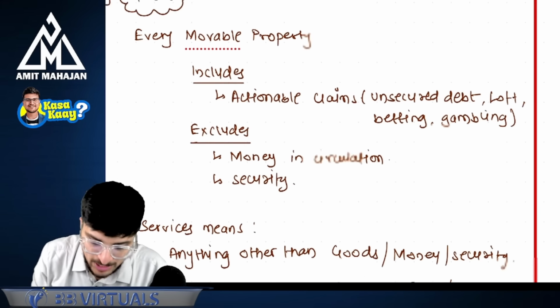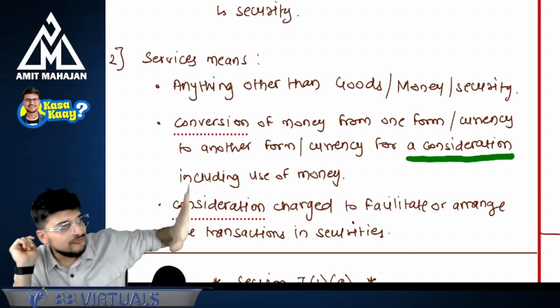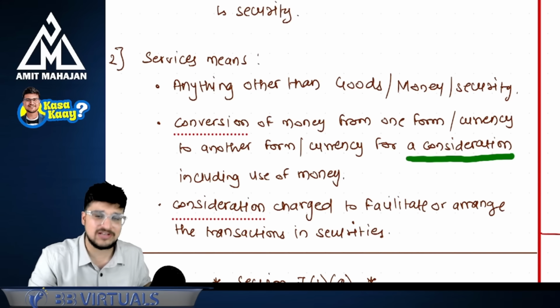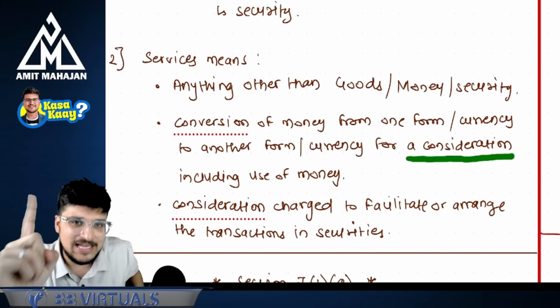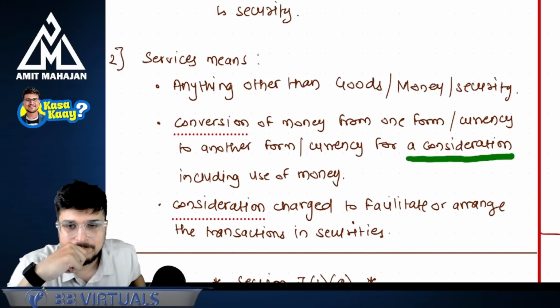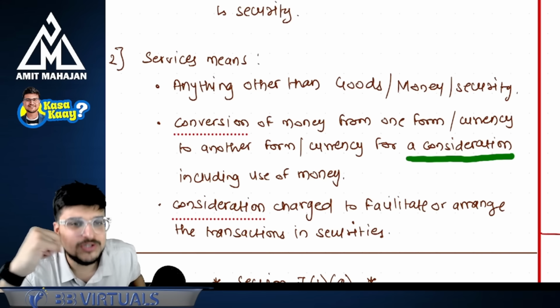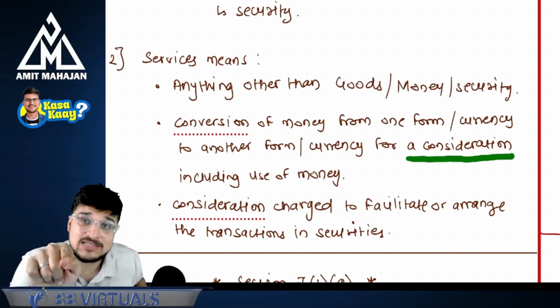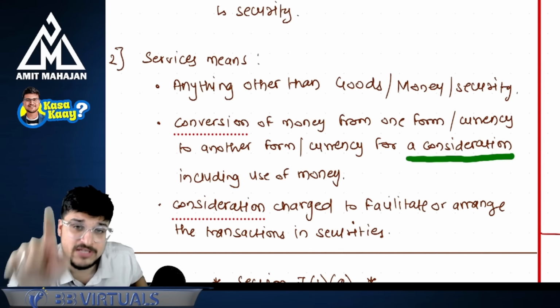Service means anything other than goods. Oh my goodness. Anything other than goods. If this is not goods, it will be considered as service. Can you tell me, as per the definition, sale of flat, what is it? Is it sale of goods? Flat. Is it sale of goods? No. But it will be considered as sale of service. It will be considered as supply of service.